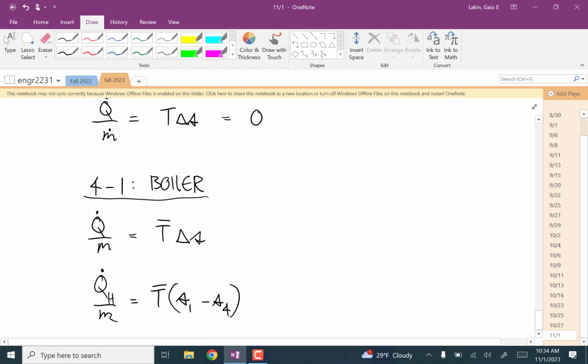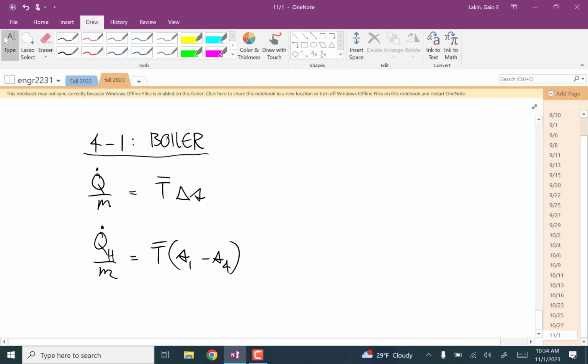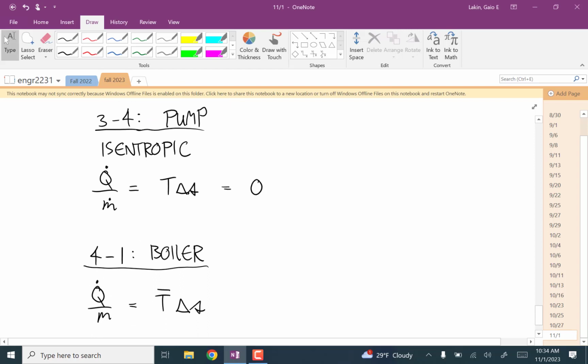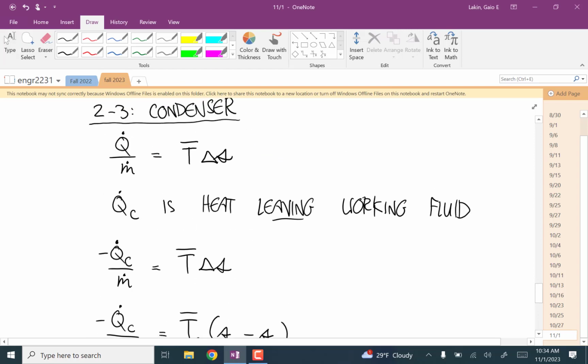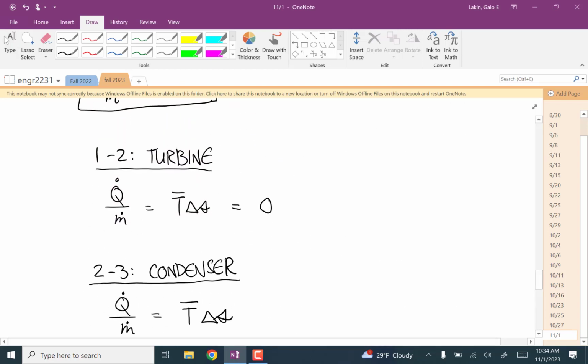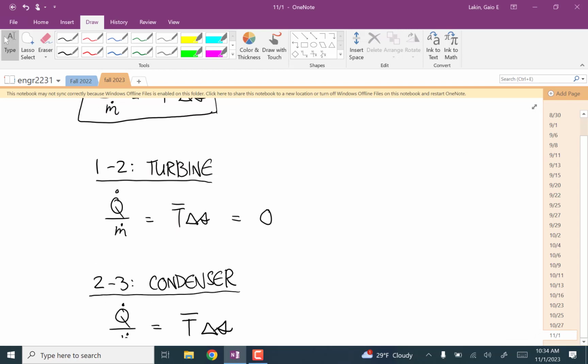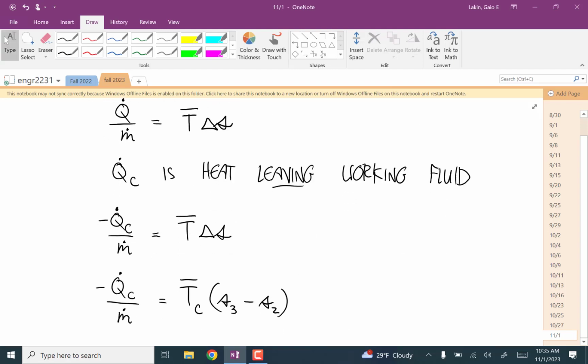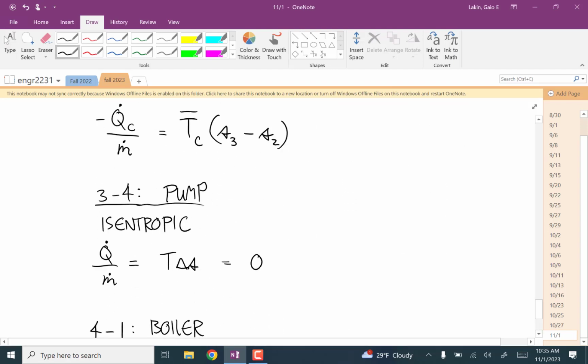Okay, so now we're going to use the fact that, think about the isentropic processes. There's one at the turbine, and that says that S2 is equal to S1. And there is one at the pump, and that says S4 is equal to S3.